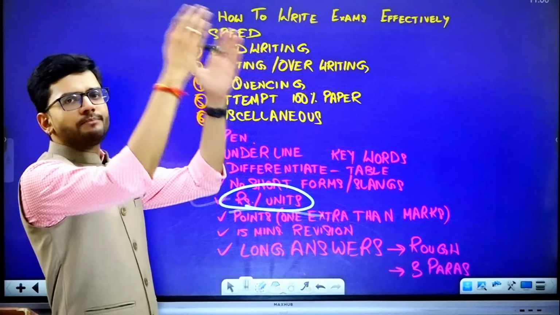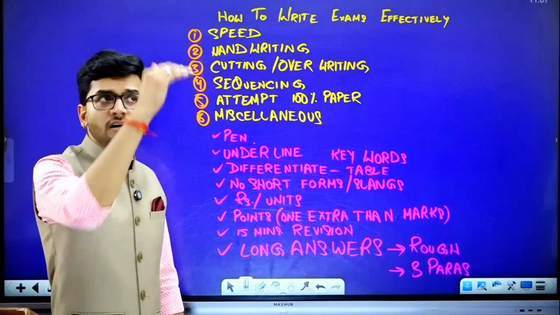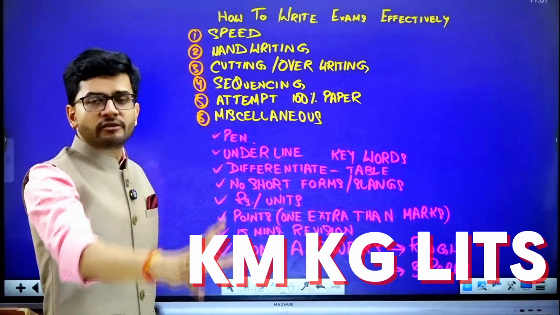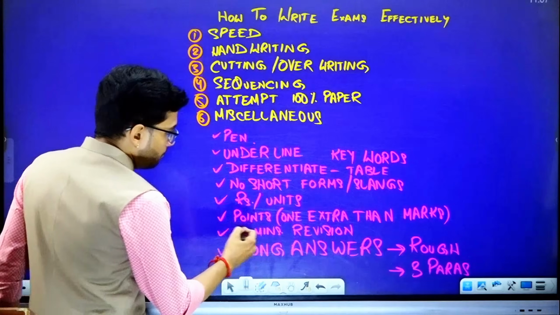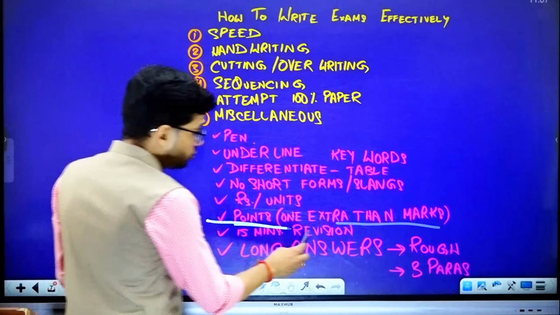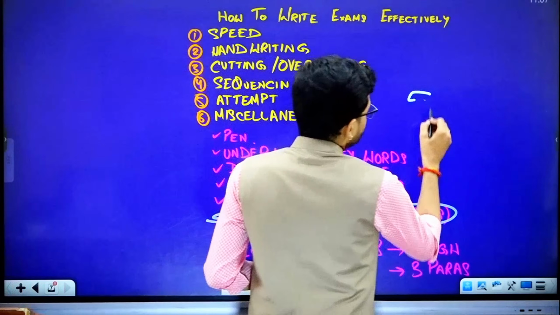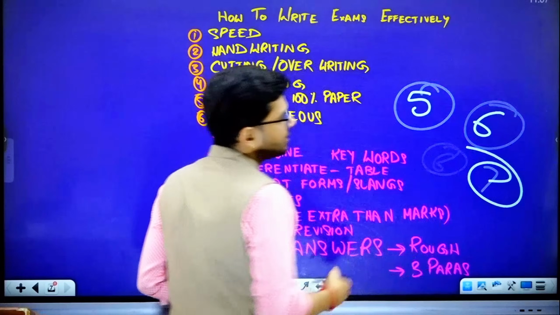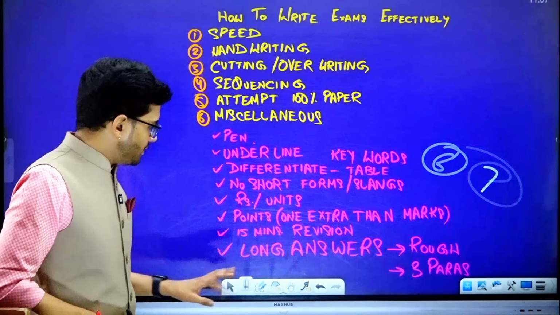I've seen students doing a question absolutely correct but missing out on 2 marks for not writing rupees after every answer. Kilometers, kgs, liters, whatever units, they are to be mentioned properly at every step. Points: 1 extra than marks. So whatever marks the question carries, the points should be 1 extra. For example, if it's a 5 marks question, then you have to write 6 points. If it's a 6 marks question, you have to write 7 points. I'm talking about theoretical portions, guys, right? So 1 extra than marks should be the points.